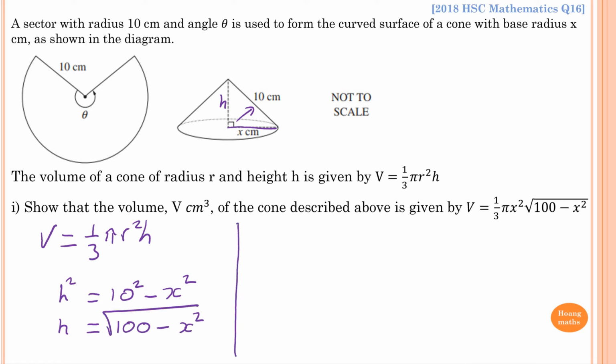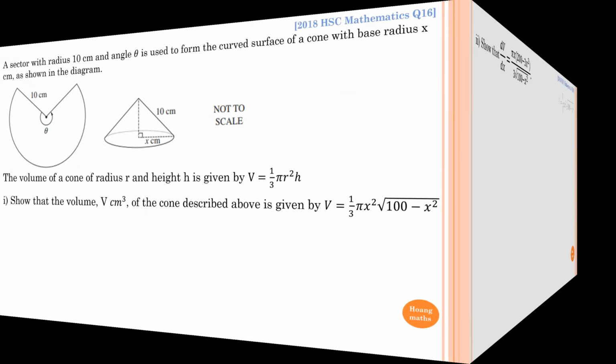So therefore, we just substitute back into the volume. So volume is equal to 1/3 pi. Now the radius is x, so therefore x squared, times the height. Height is the square root of 100 minus x squared. So therefore volume is equal to this.